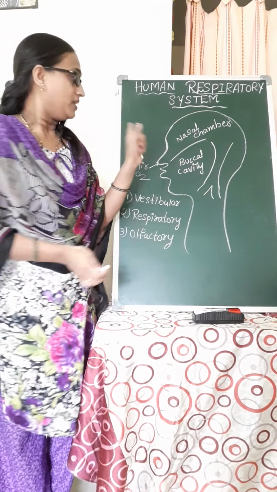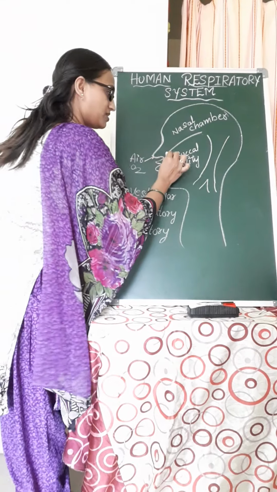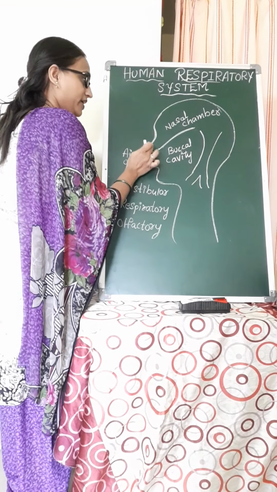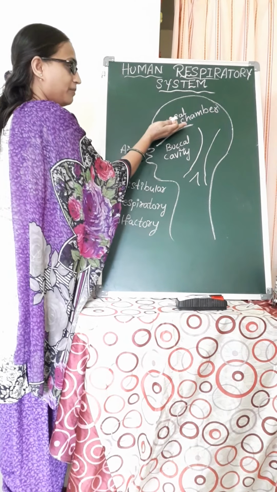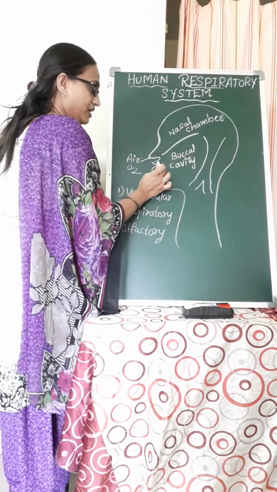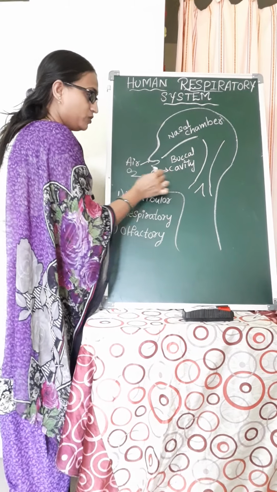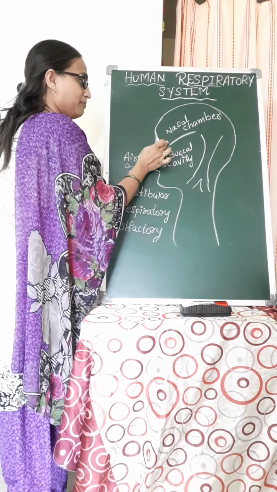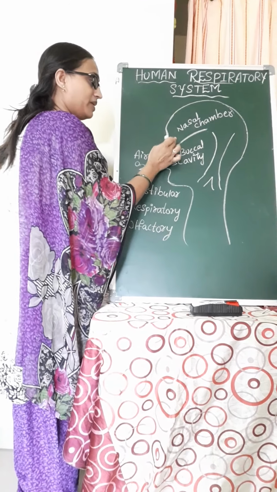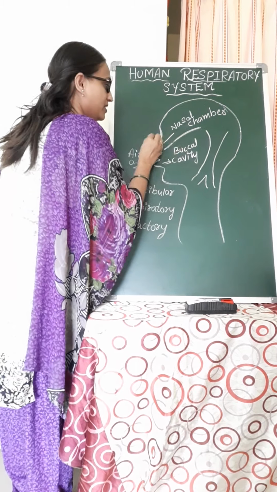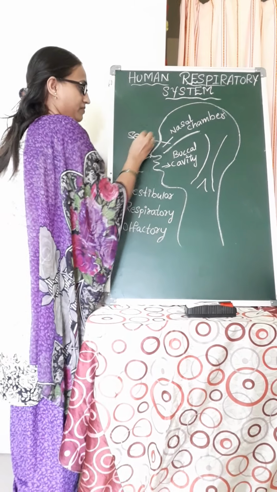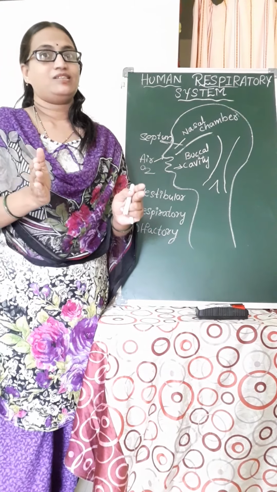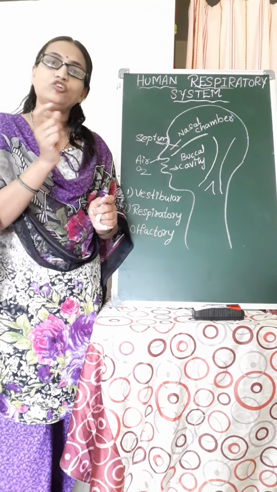These external nostrils are separated by a palate. It is divided into two chambers. The upper one we call the nasal chamber. Here the buccal cavity is related to the mouth, whereas this nasal chamber is again separated into two chambers by the septum. The septum is a soft bony palate which divides the nasal chamber into two cavities.